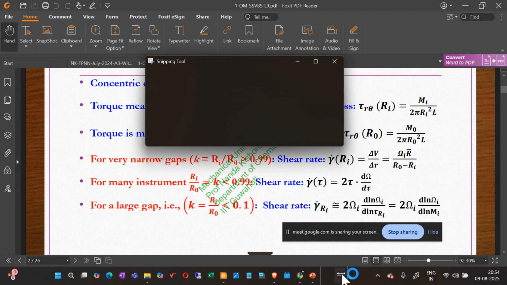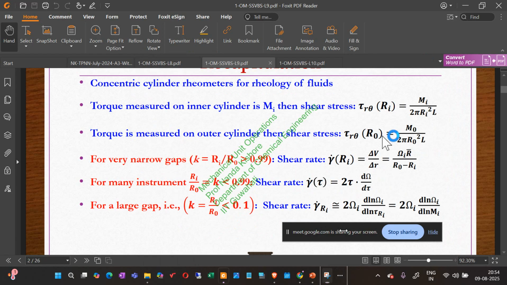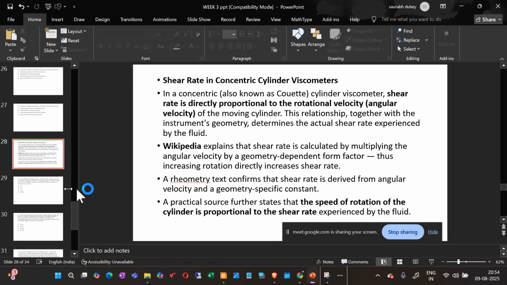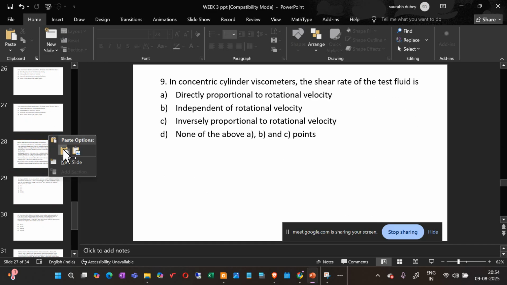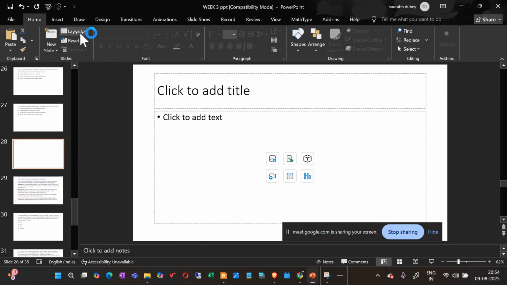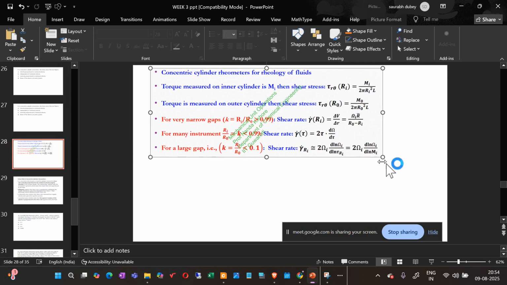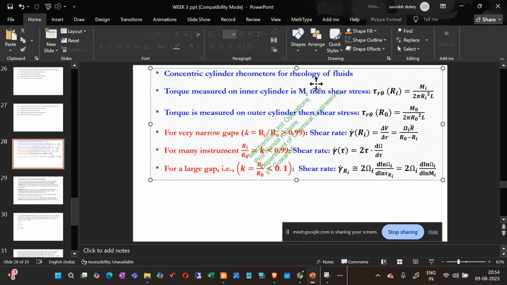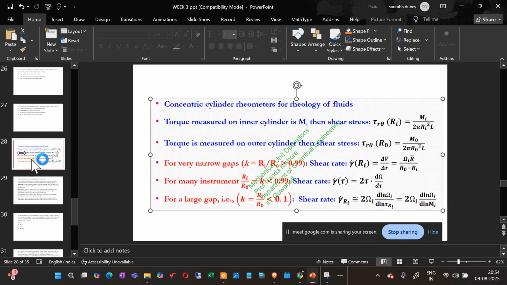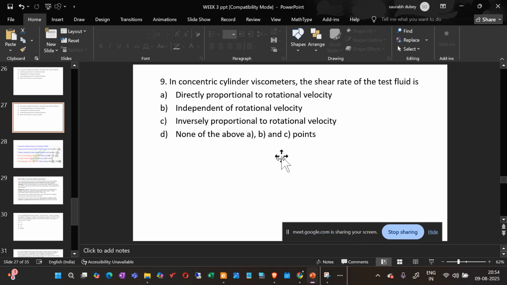So let us just take it here in the slides. These equations tell that the shear rate is directly proportional to the rotational speed. So this is directly proportional. Shear rate is directly proportional to the rotational speed. So A is the correct answer, right?